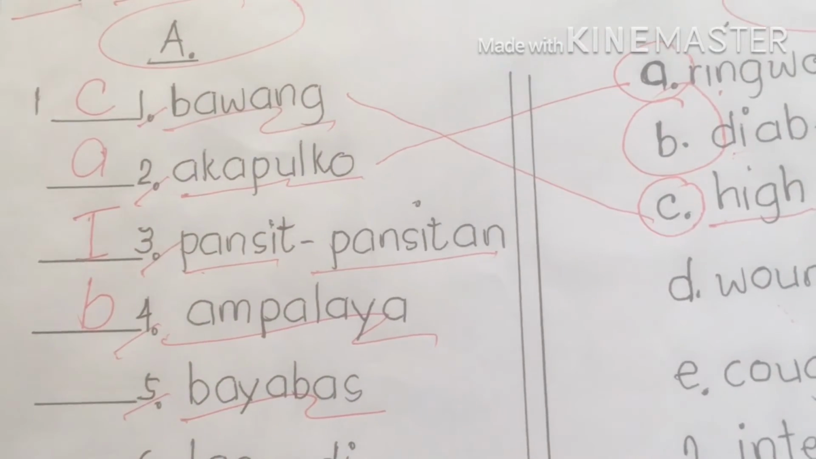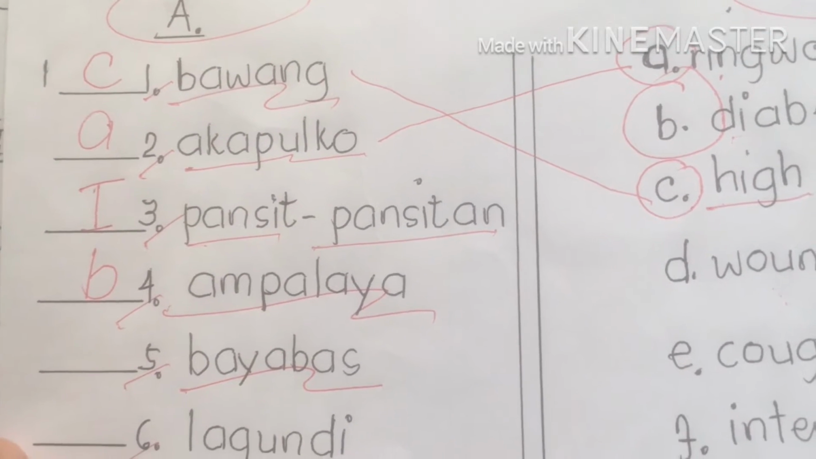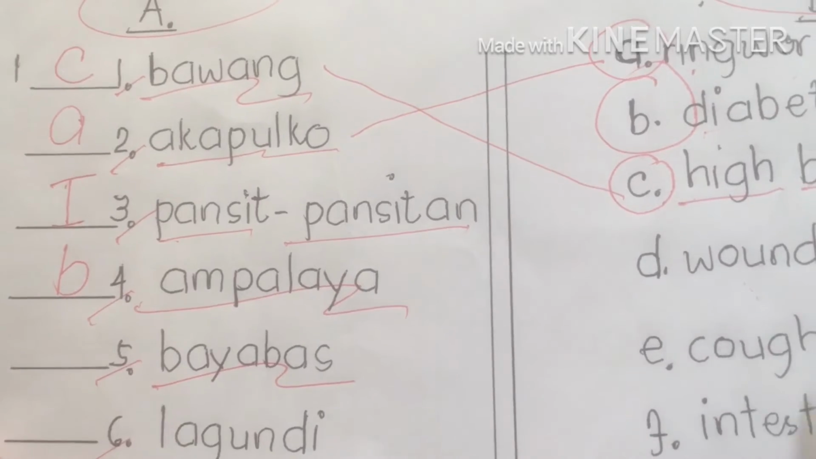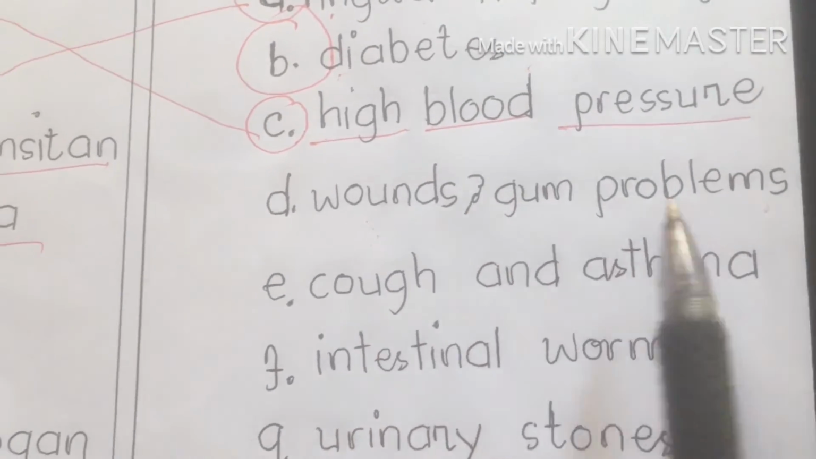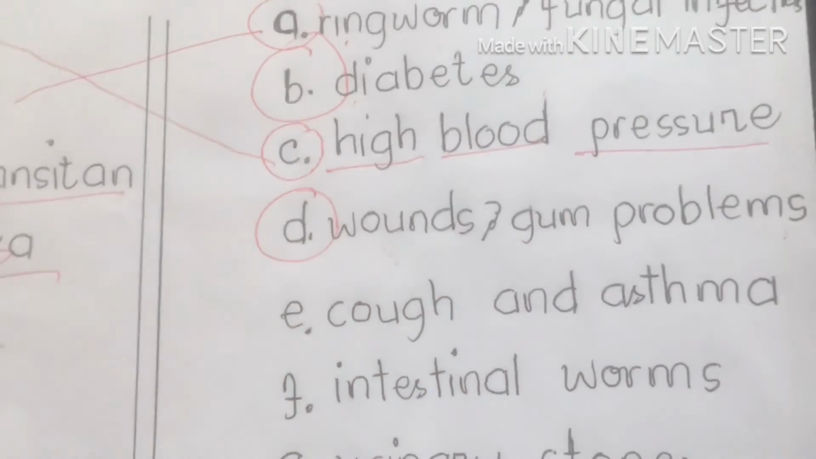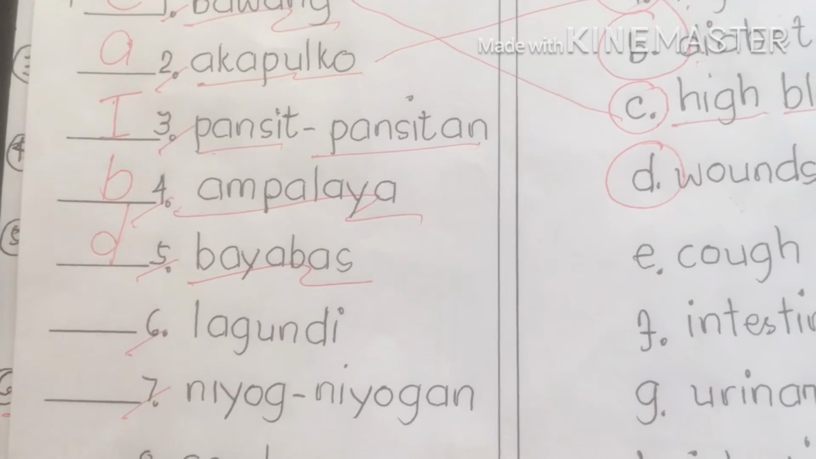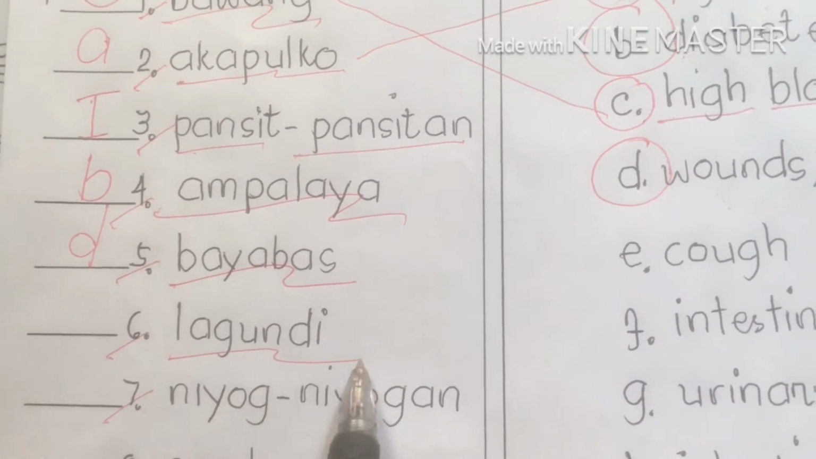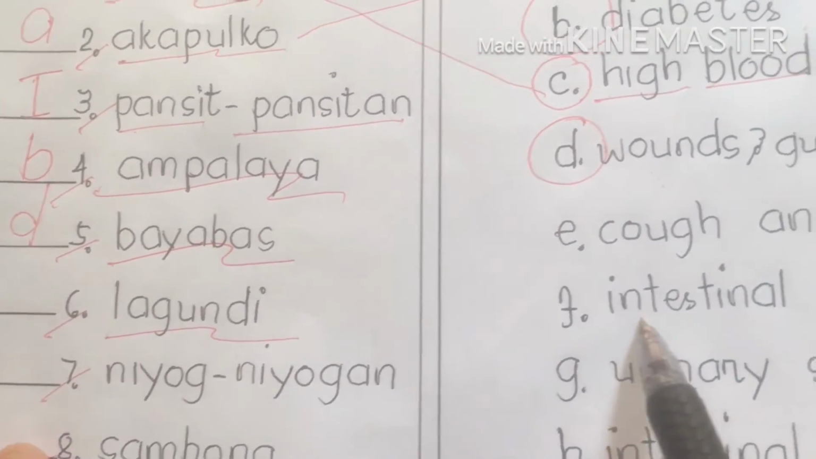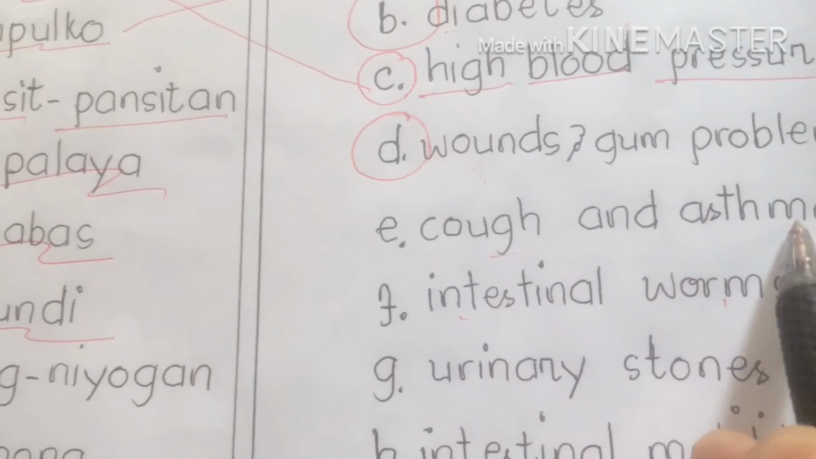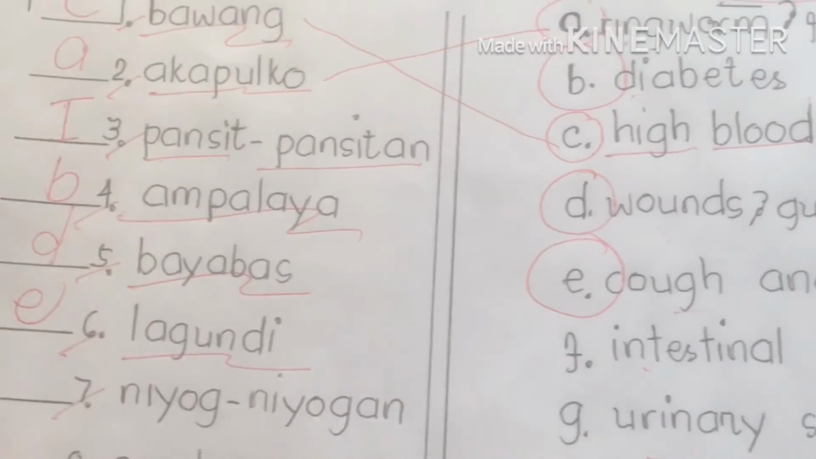Okay, bayabas or guava. So we know that this is good for wounds. Okay, so we're going to find first cough and asthma, intestinal worms, wounds and gum problems. So let's connect letter D. So we're going to write letter D for number 5. 6, lagundi. For lagundi, class, choices are intestinal worms, cough and asthma, or urinary stones. We're going to choose letter E.